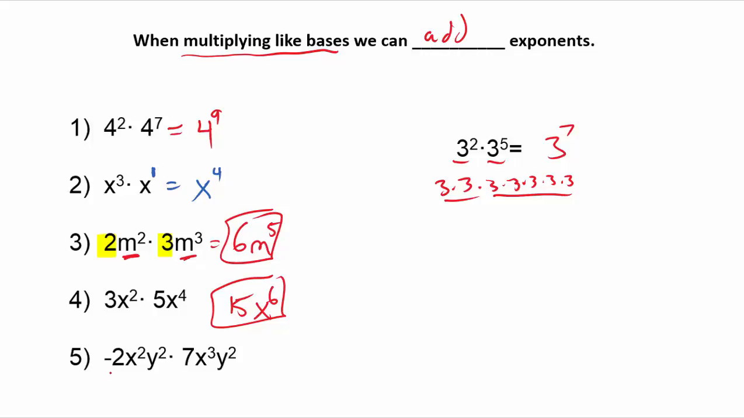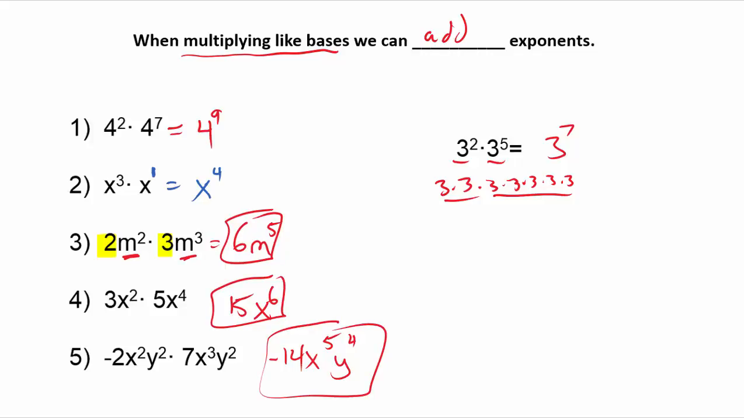And last one here, we got a little bit of a mix. Negative 2 times negative 7 is negative 14. And if we combine the x's, that's x to the 5th. And if we combine the y's, we add them, we get y to the 4th. And that would be a little introduction to the first law of exponents that we talked about here.